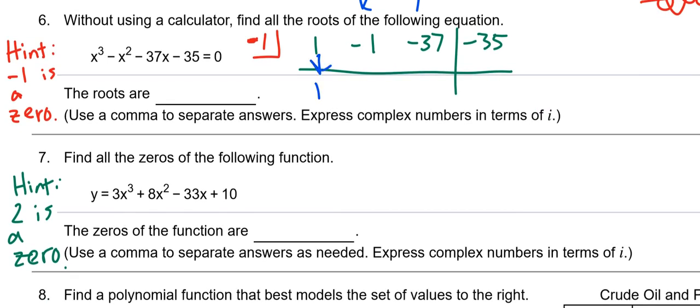Better get a remainder of 0 when you're doing this. Make sure you did your synthetic division correct and you get your remainder of 0. You did. Yeah.